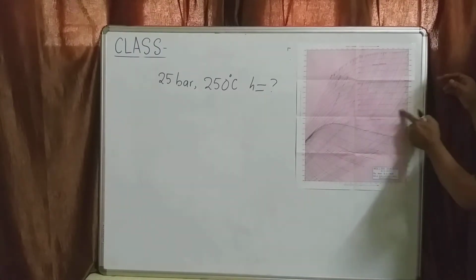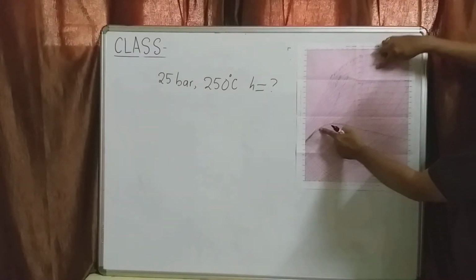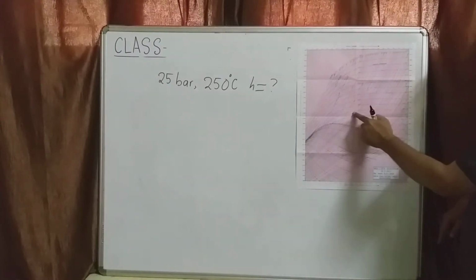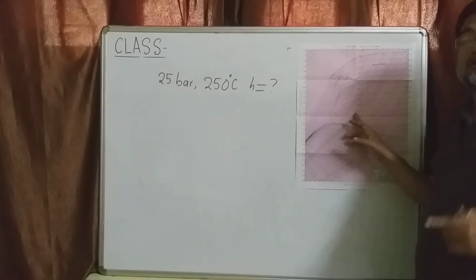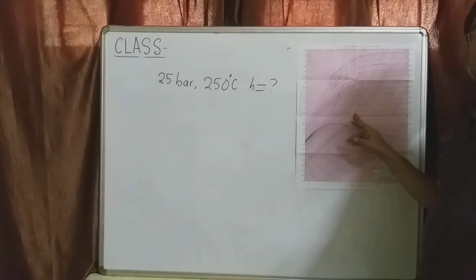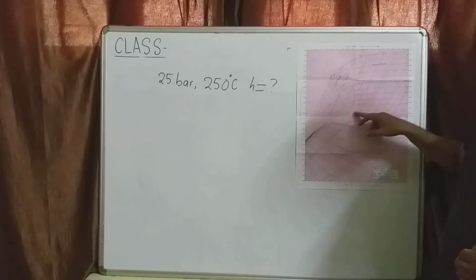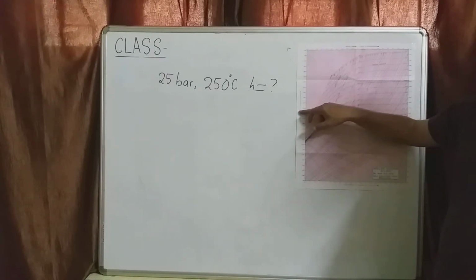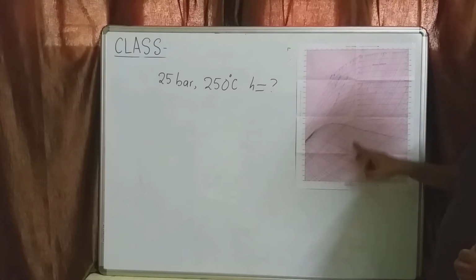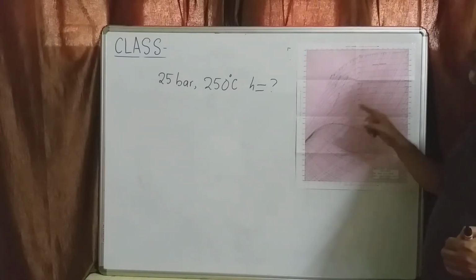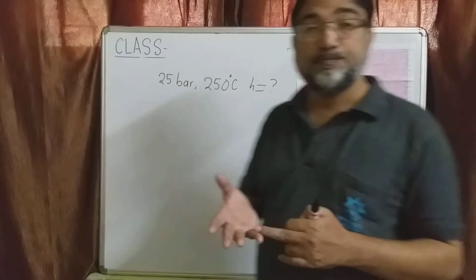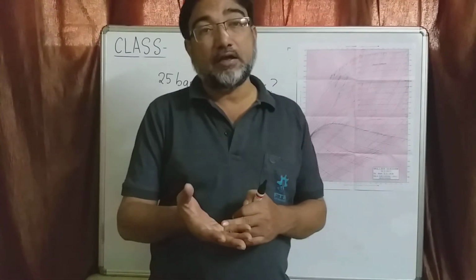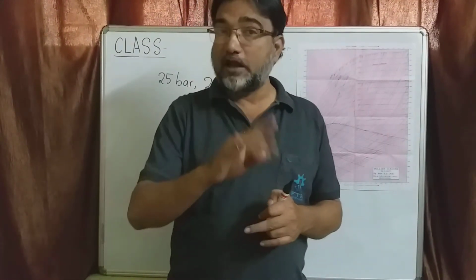So this line and this line intersect at a point. That point represents a condition of steam where the pressure is 25 bar and temperature is 250 degrees centigrade. So fix this point. At this point you read the enthalpy value. So the h value you will get from here, the s value you will get from here. The p value and T value are given to you. So four values you got.